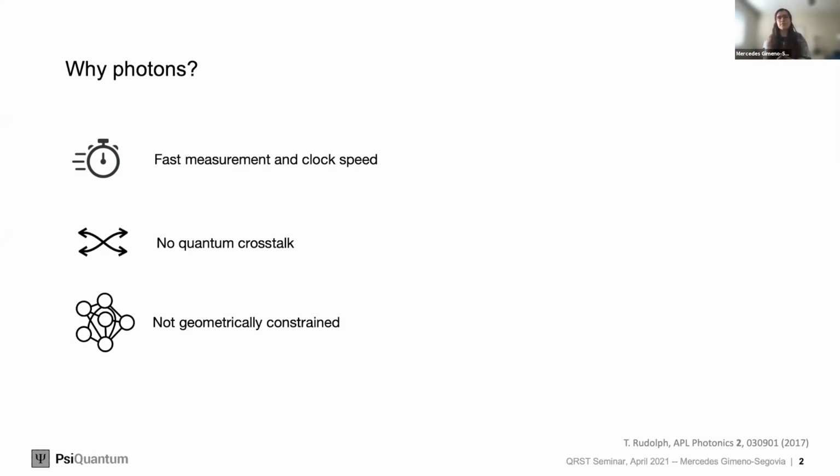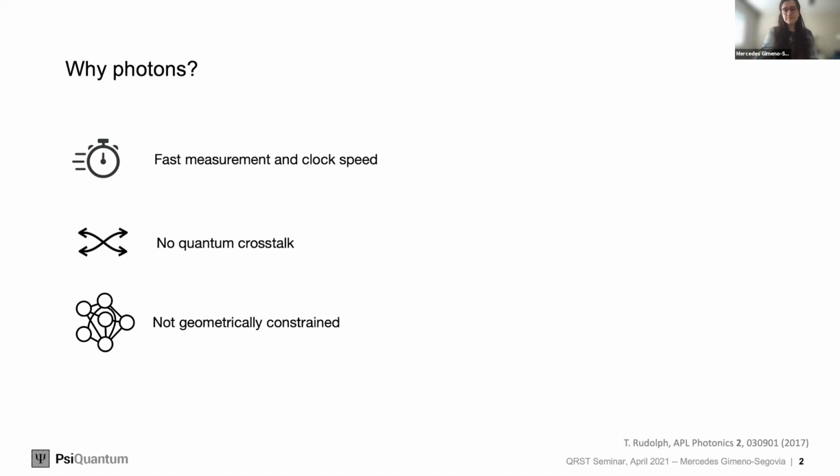Photons do not interact, in particular when we are at the single photon level with linear optical operations, and that means that we have no quantum crosstalk. And finally, geometrically, photons are not constrained to being in a particular place in space, and actually this allows us to use this physical scheme to explore higher dimensional error correcting codes and systems that really open up new doors for error correction.